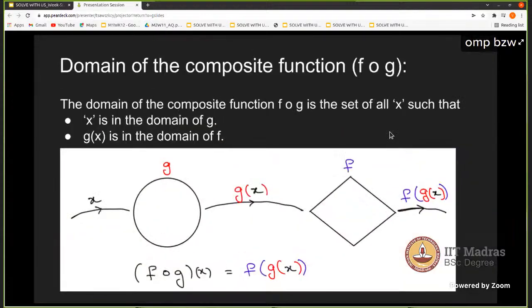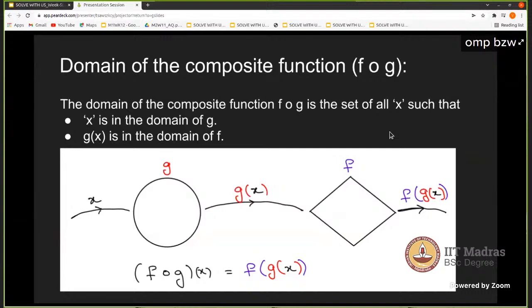Okay, then let's discuss a small thing before we go to the next question. So domain of a composite function. What is a composite function? Function of a function. The output of one function is the input to the other function. Right. So function over function.